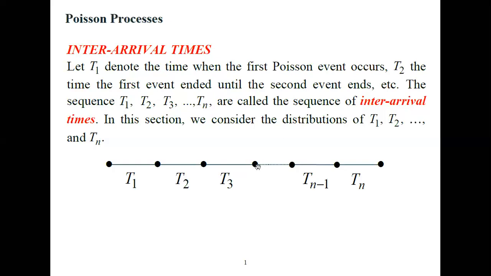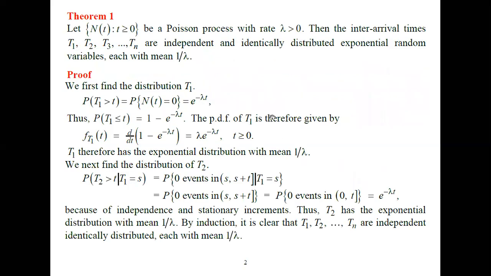So T1 here denotes the time when the first Poisson event occurred. T2 is the time from when the first event ended until the second event ends. Have you seen? So that's the time interval between the events. We call it the inter-arrival time of the Poisson process. Okay? Yes. So we have a theorem here.